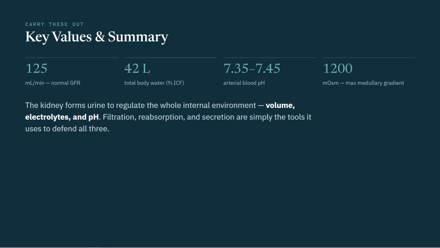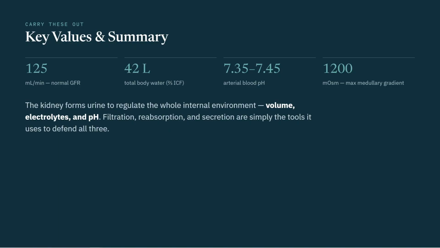Let's land the plane with 4 numbers to walk away with. GFR, about 125 milliliters a minute. Total body water, around 42 liters. 2/3 of it inside your cells. Blood pH 7.35 to 7.45. And the medullary gradient the loop can build up to 1200 milliosmoles.